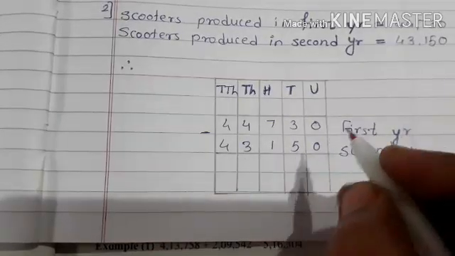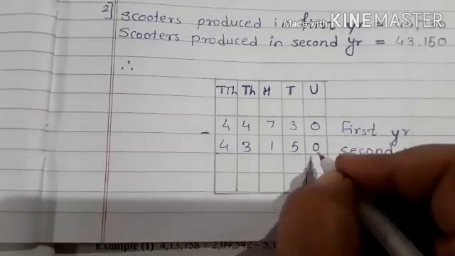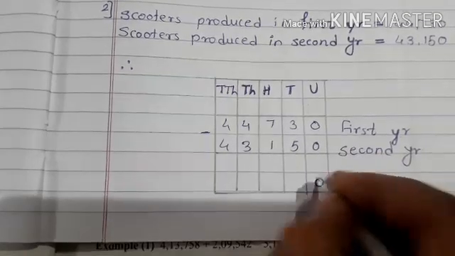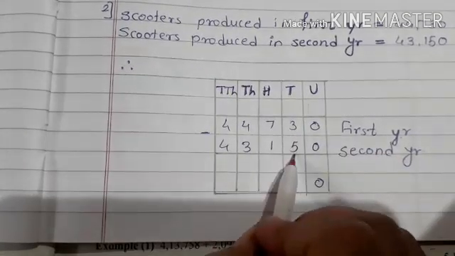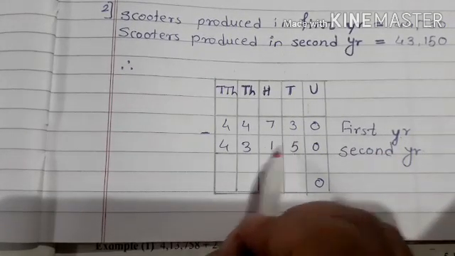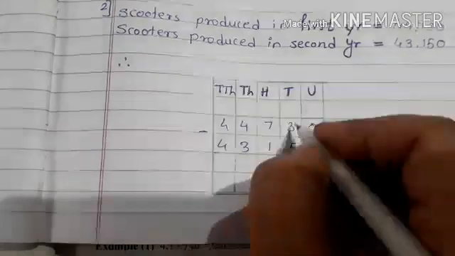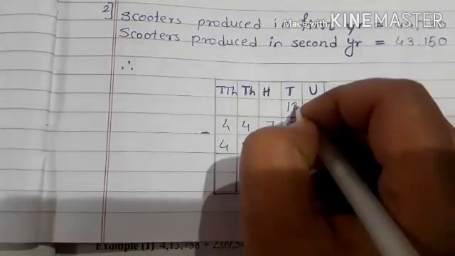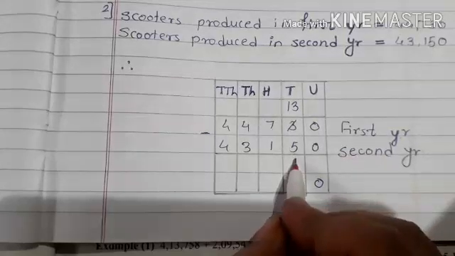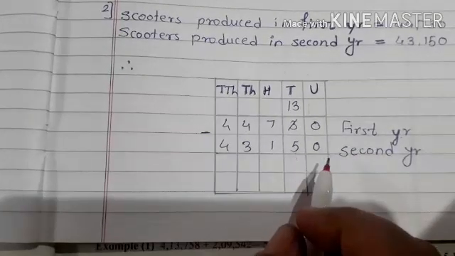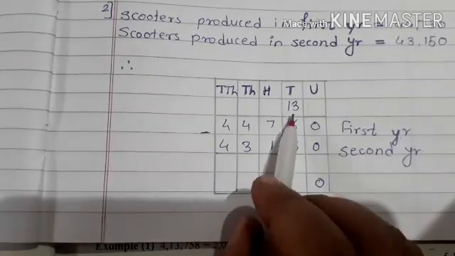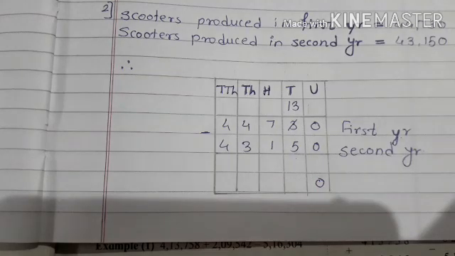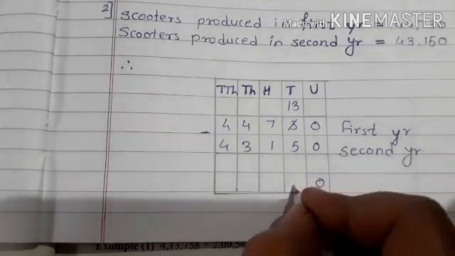Now start the subtraction from the unit place. 0 minus 0 is 0. Is 3 minus 5 possible? No. So we have to borrow from 1. So this 3 converts into 13. Now 13 minus 5. So keep 5 in your mind and after 5 count the fingers up to 13. After 5: 6, 7, 8, 9, 10, 11, 12, 13. How many fingers? 8 fingers.